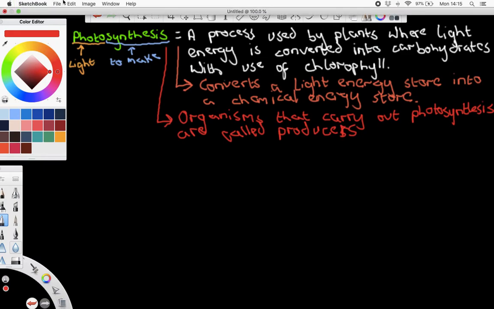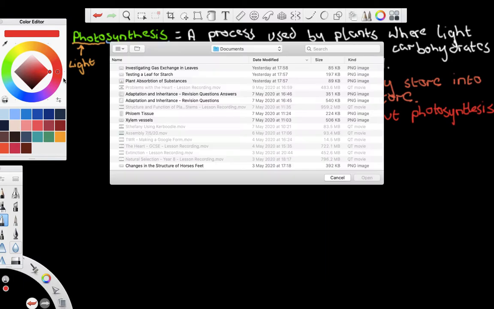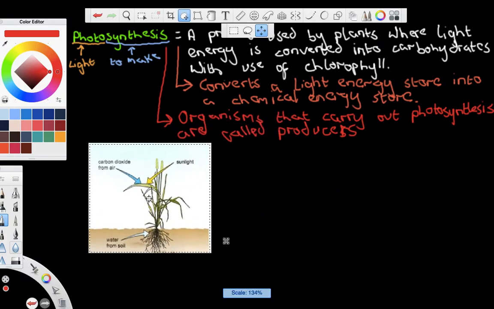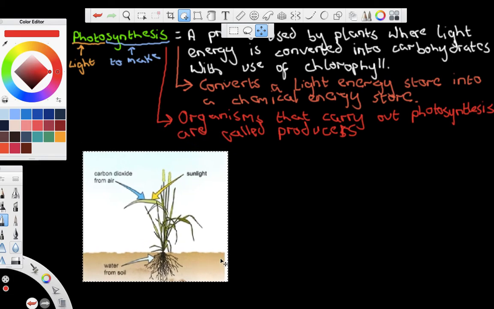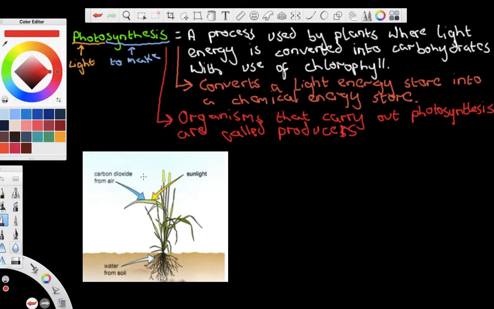So before we move on to the equations, I'm going to look at the second learning objective first. Okay, we're going to have a look at how a plant absorbs the substances it needs. Can you describe how plants get the raw materials they need to carry out photosynthesis? So on this diagram, I've just photocopied this out of a textbook that I use. We've got a picture of some long grass, and it's showing where substances enter and exit the leaf.